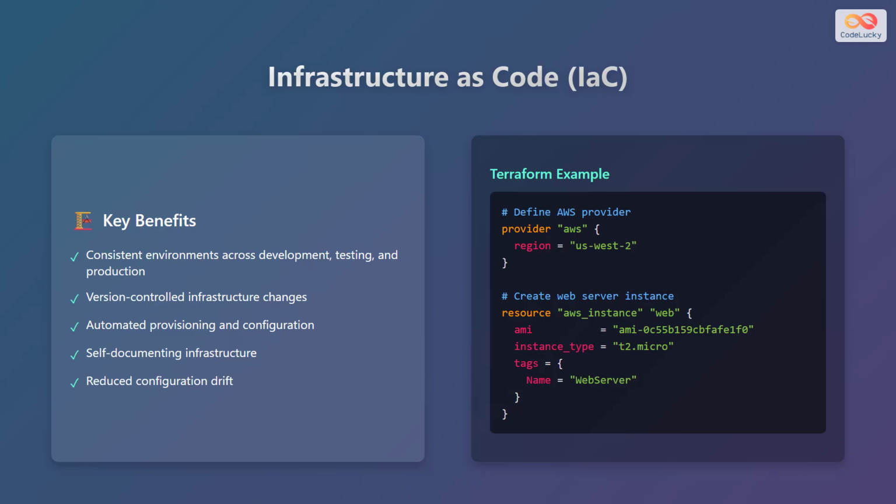Here is an example of Terraform code. We define the AWS provider. Then we create a web server instance. The resource is aws_instance in web. AMI equals ami-0c55b159cbfafe1f0. Instance type equals t2.micro. Tags. Name equals web server.